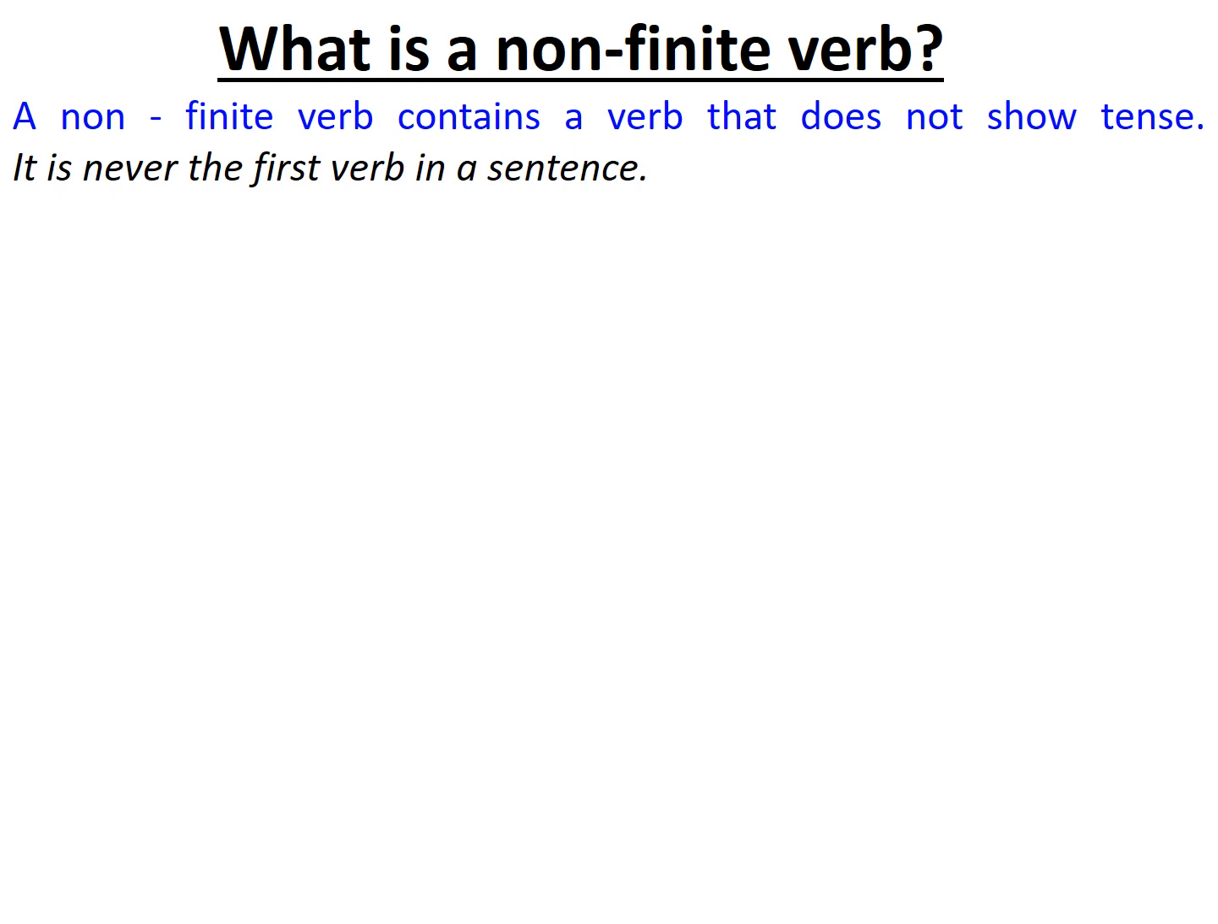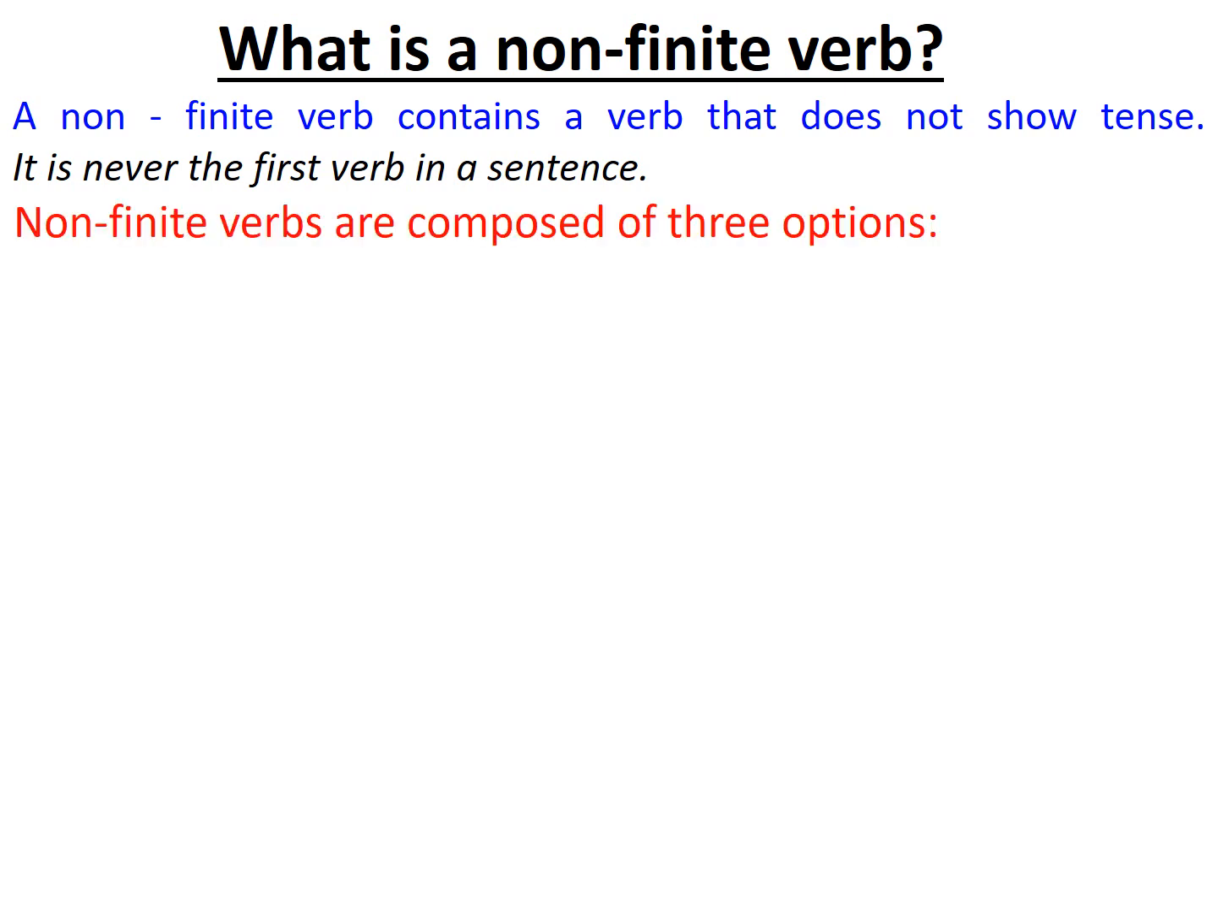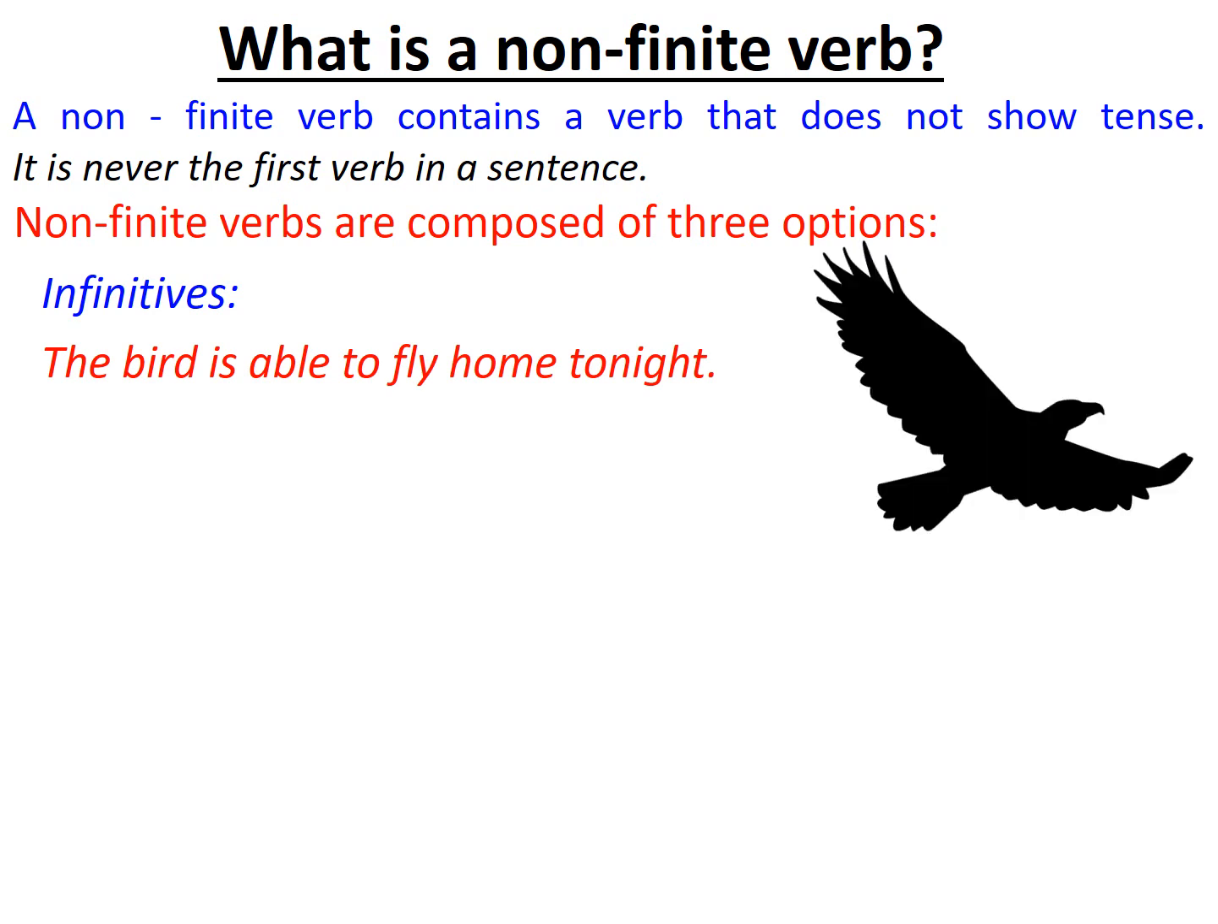So if you want more detail on how to find non-finite verbs, there are three options which they are composed from. The first is through infinitives. Let's take, for example, this sentence. The bird is able to fly home tonight. The irregular verb to be is used. First, the bird is able. To fly is an infinitive. So in this sentence where there's more than one verb, to fly is the non-finite verb.